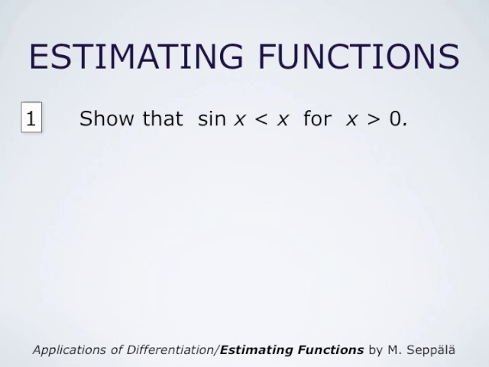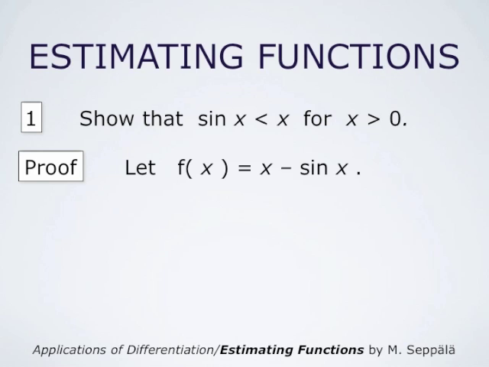So our task is to show that sine of x is less than x for x positive. To that end, we form the function f of x equals x minus sine of x. In order to show that sine of x is less than x for x positive, we have to show that x minus sine of x is positive when x is positive. To do that, we differentiate this function f.